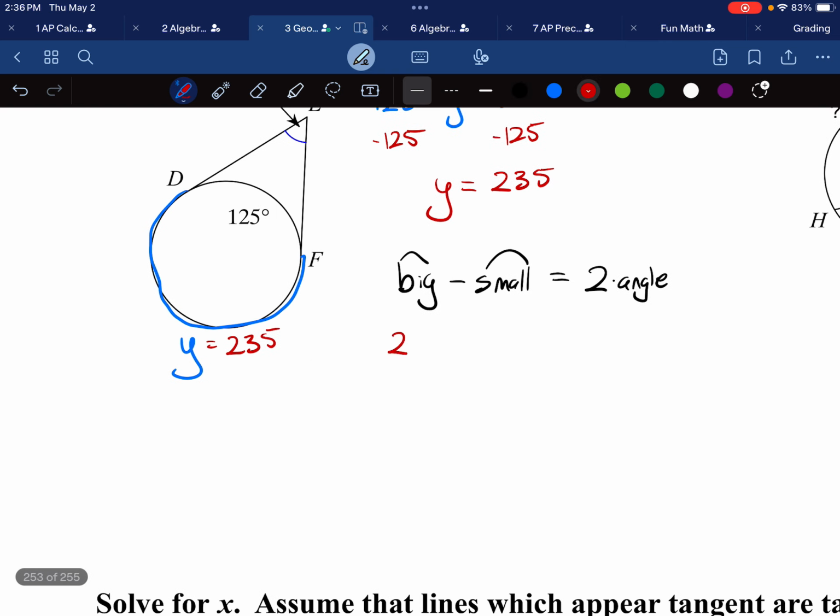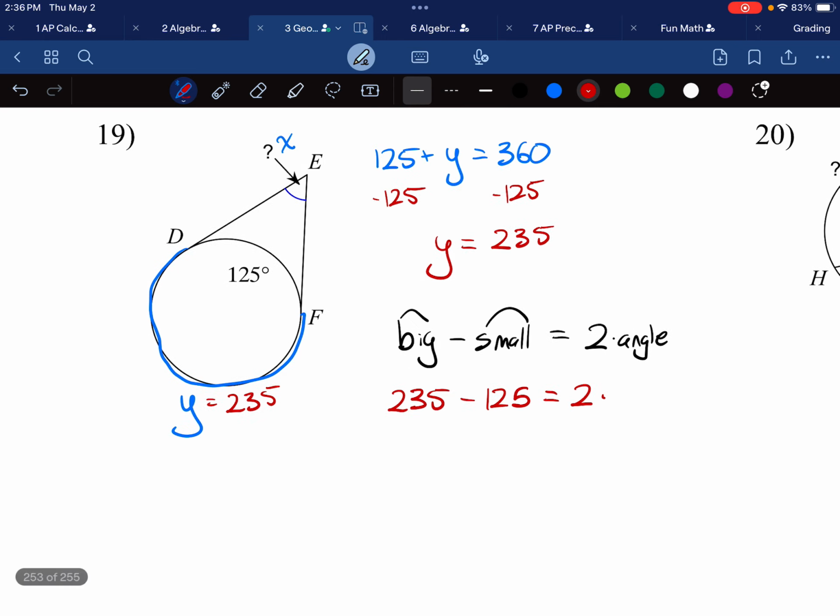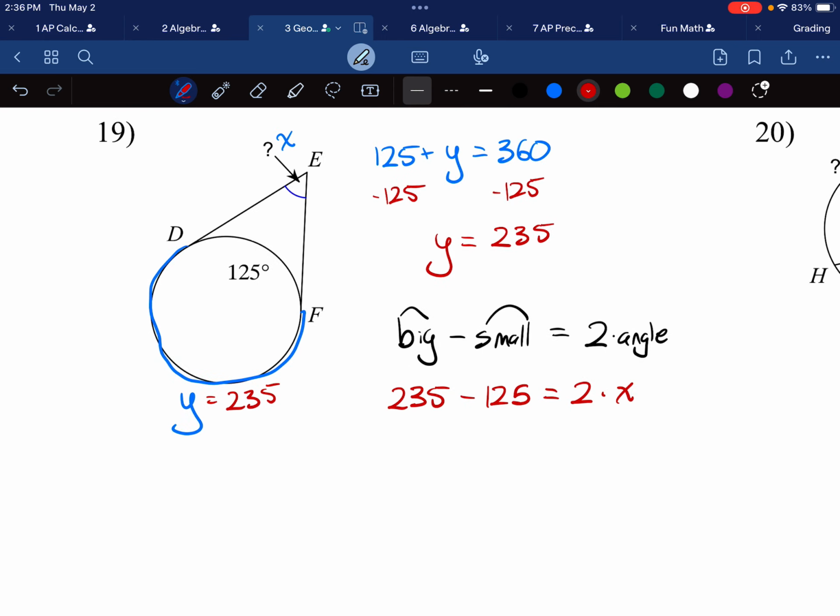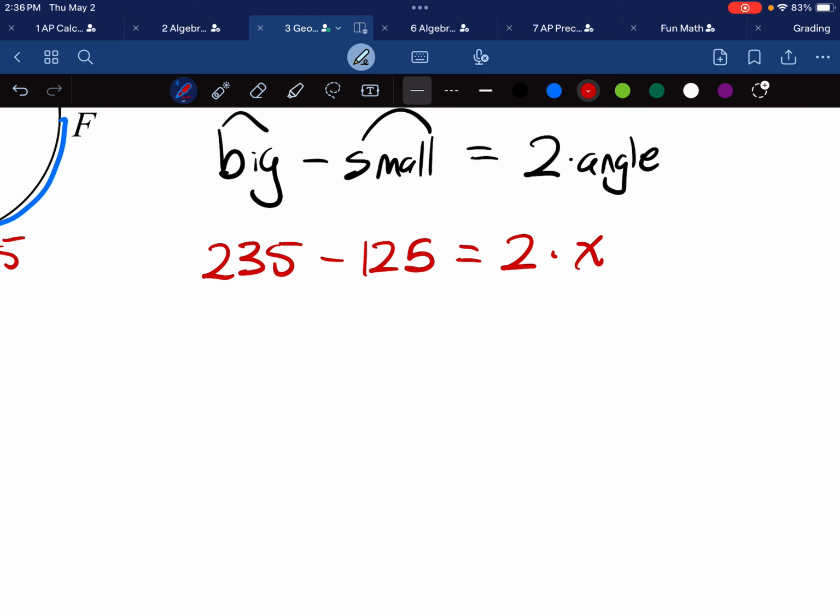So my big arc in this case is 235 minus my small arc, which is 125, is equal to 2 times my angle, which I don't know, so we're going to call that x. All right, so that's a pretty simple subtraction problem. 235 minus 125 is 110. 110 is equal to 2x.